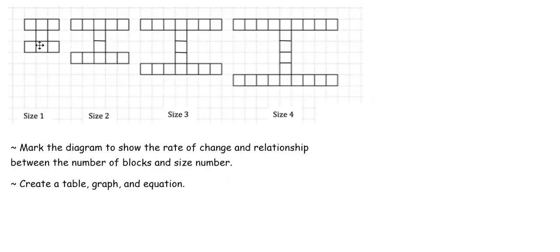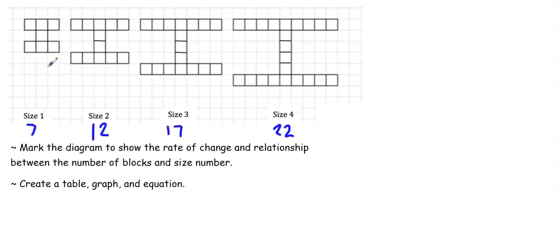In this task, you start off with a diagram that has 4 different figures. And we're going to get started by marking the diagram to show the rate of change and relationship between the number of blocks and the size number. And we'll create a table, graph, and equation. When I look at this diagram, the first thing I'm going to do is record how many blocks are in each figure.